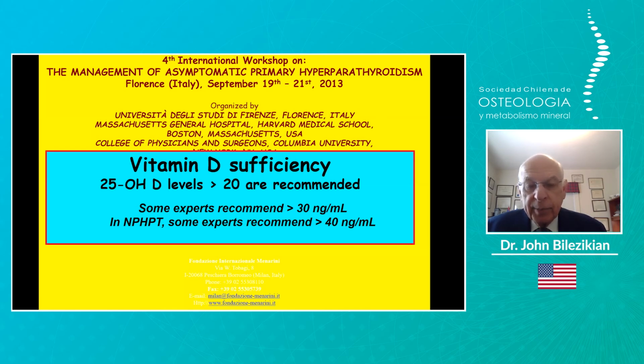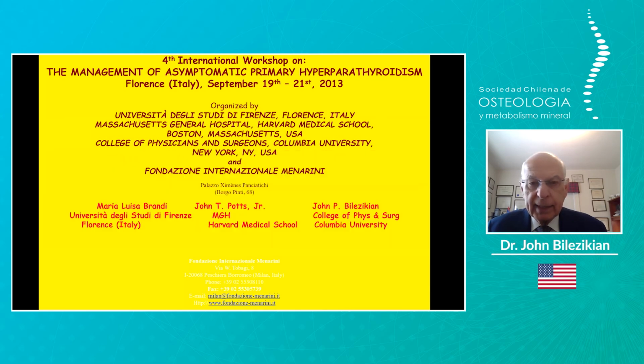And some experts, and I would include myself among them, recommend levels over 30 nanograms per ml. For normal calcemic primary hyperparathyroidism, some experts actually recommend that we have levels over 40 nanograms per ml. And that is because some people think that the normal calcemic variant may be related, at least in part, to some element of vitamin D resistance.